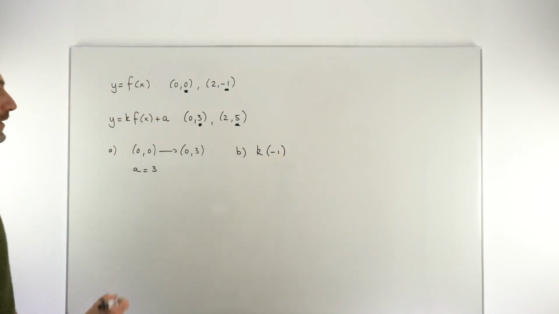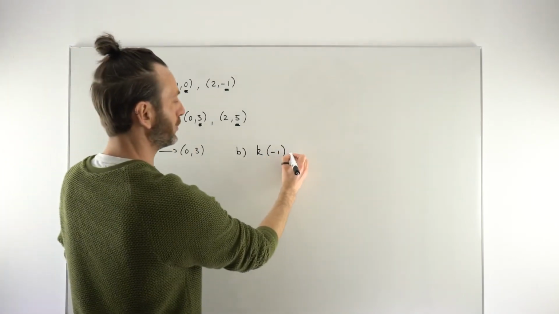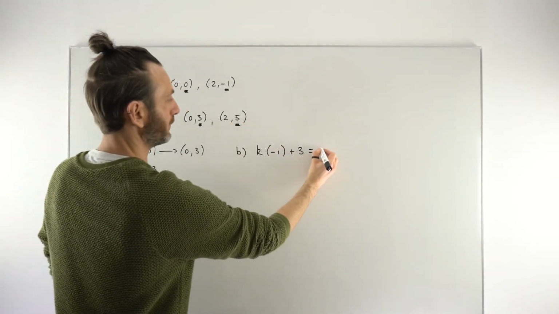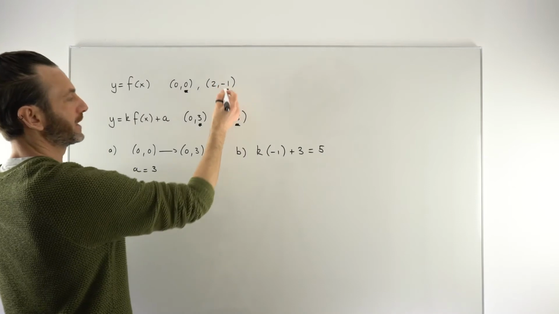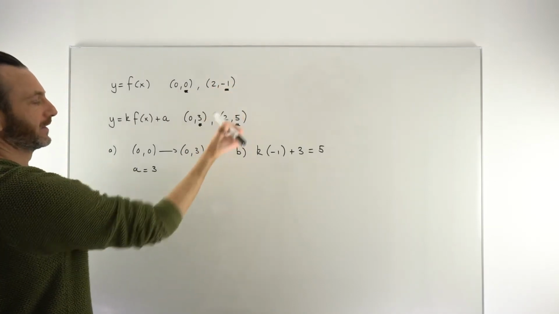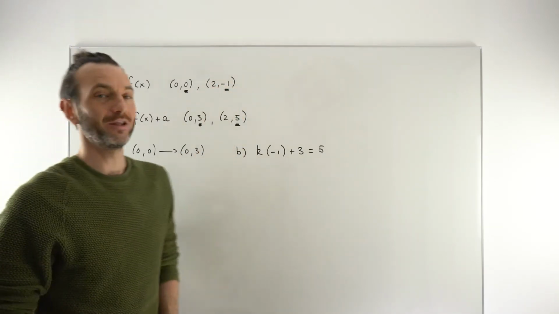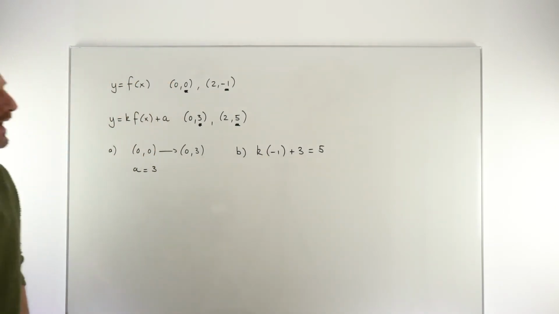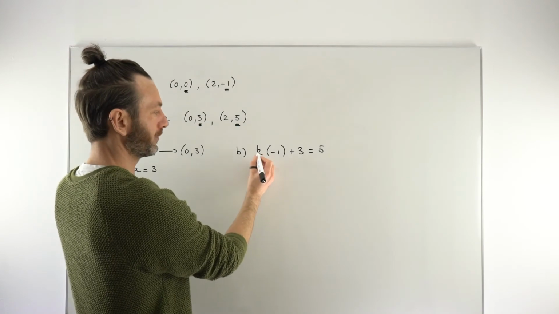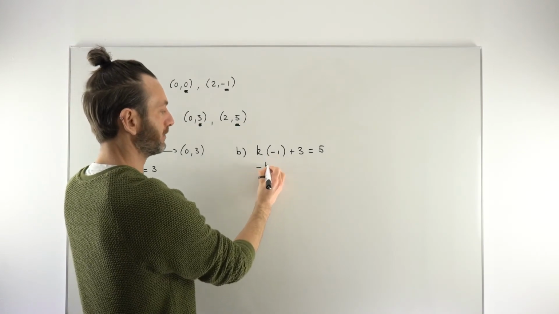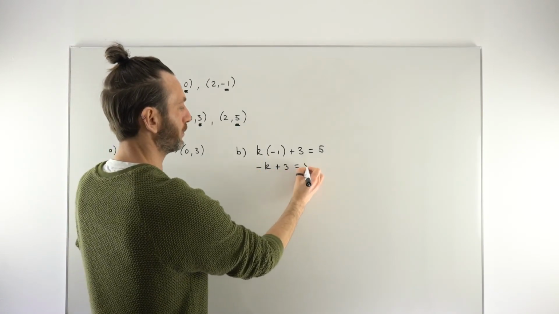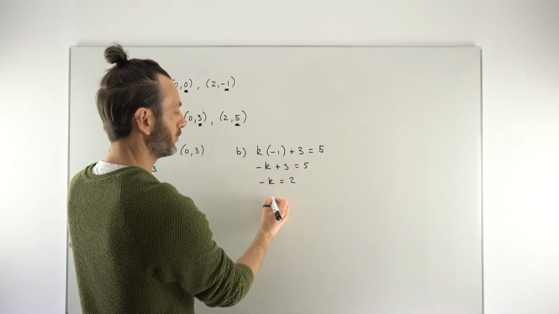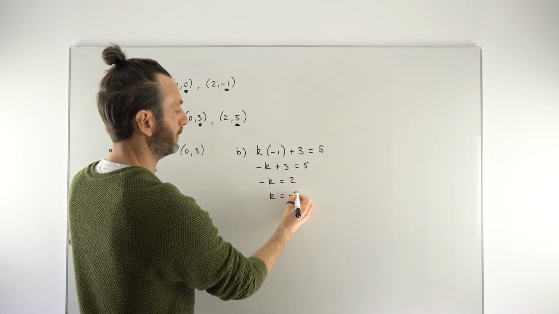So k times -1 plus the a value. We know that a value now is 3, and that should come out to be 5, because if you take the original coordinate and apply the transformation, you should get this new coordinate. So we're taking that information and turning it into a little equation to solve for the k value, and this should now be fairly trivial. k times -1 is -k, plus 3 equals 5, and then -k would equal 5 minus 3, which is 2, so that implies the k value is -2.